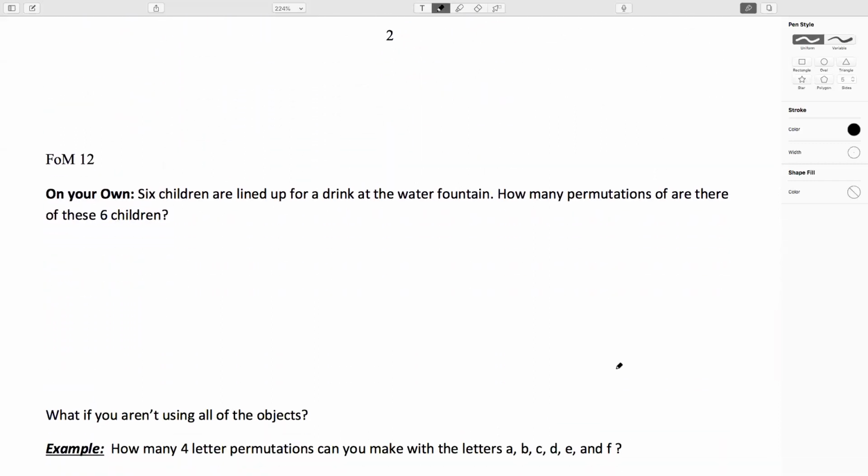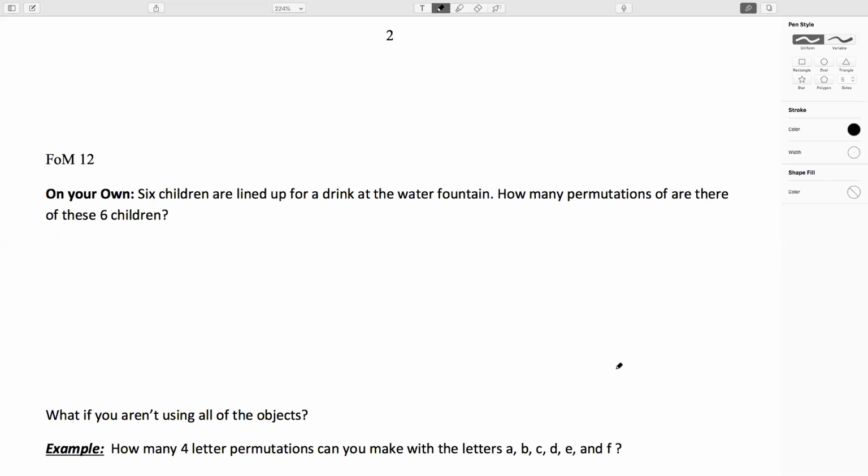All right, on your own. 6 children are lined up for a drink at the water fountain. How many permutations are there of these 6 children? By the way, when you're watching these at home, if you've got the notes in front of you, pause the video and try these on your own. But unfortunately, I don't really have the option of letting you work on them because these aren't live. But maybe that's something that you can try out.